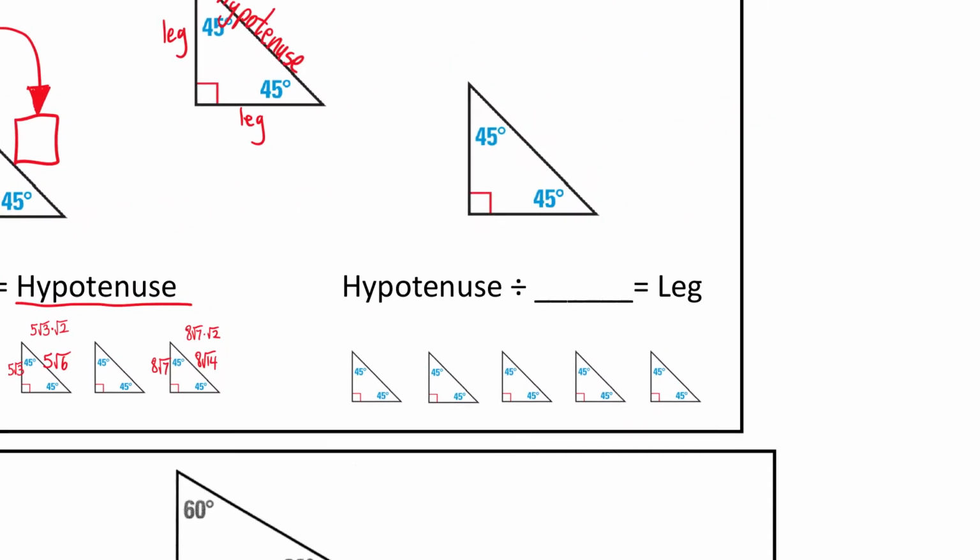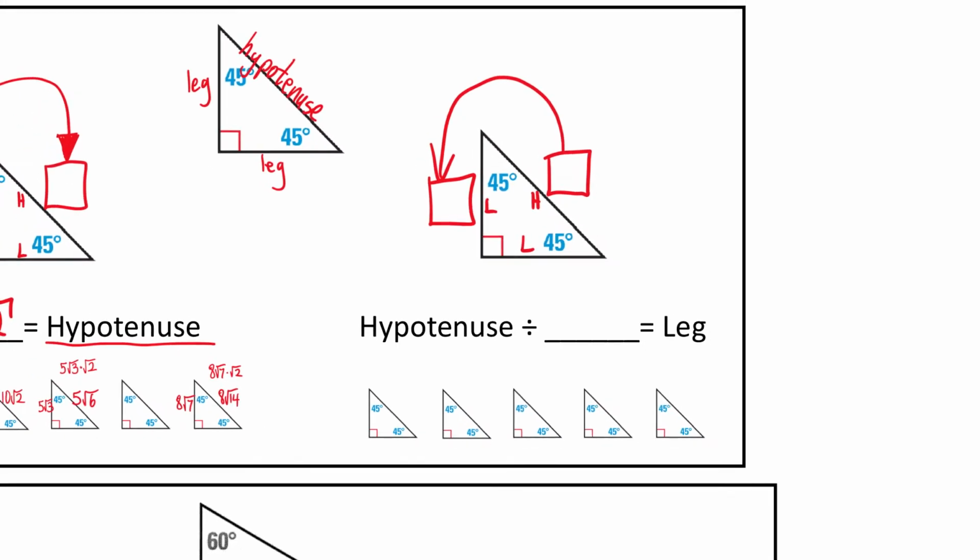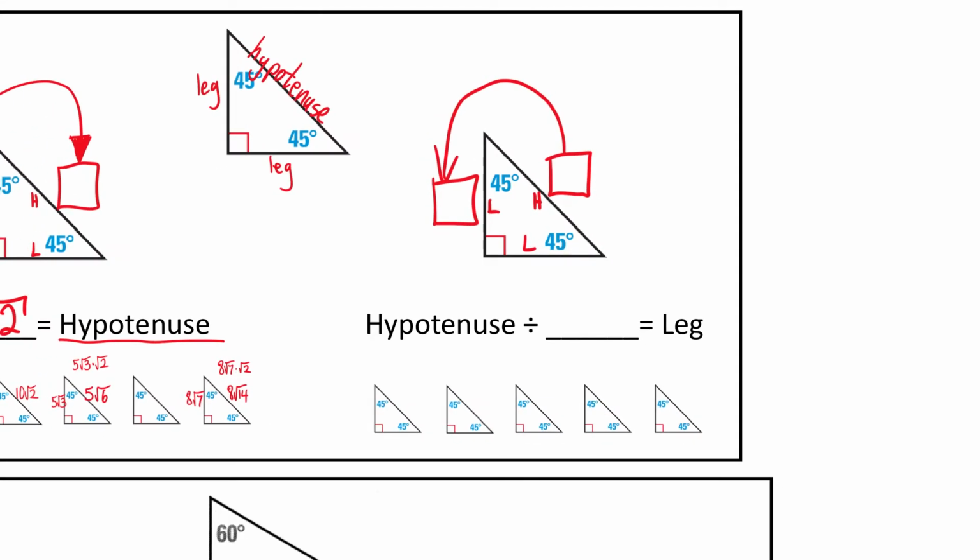All right, now on a 45, 45, 90, let's say I know the hypotenuse, and I want to find the leg. Here we have the hypotenuse, leg and leg. If I know the hypotenuse, I'm going to do the hypotenuse divided by what? Square root of 2, same thing. It's just going the opposite direction. So I'm going to do the hypotenuse divided by the square root of 2 to find the leg. So we take the hypotenuse divided by the square root of 2 to tell me what the length of the leg is.